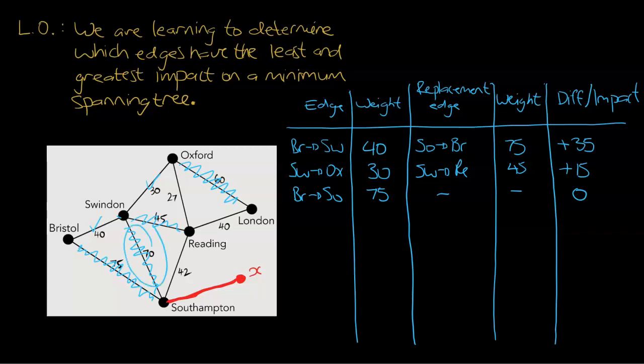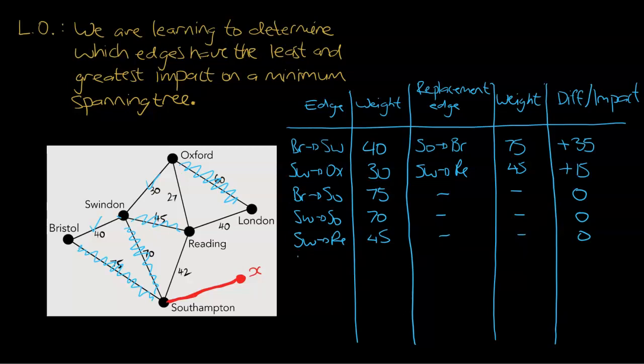And the same with Swindon to Southampton. It wasn't part of our minimum spanning tree, therefore it has no impact on the minimum spanning tree. So again, dash, dash, it has 0 impact. Same with Swindon to Reading. So we've got Swindon to Reading. It had 45, and then dash, dash, it had no impact because it wasn't part of our minimum spanning tree.